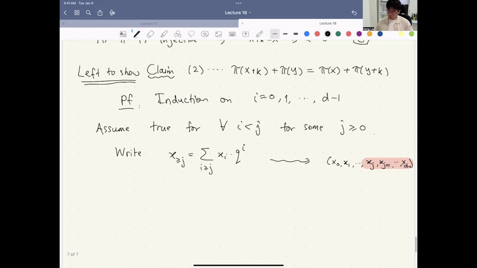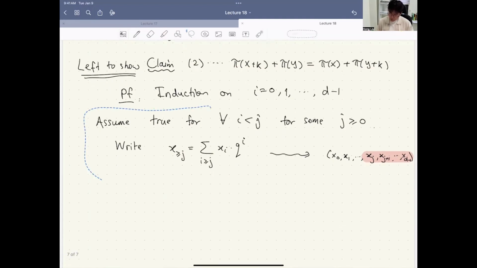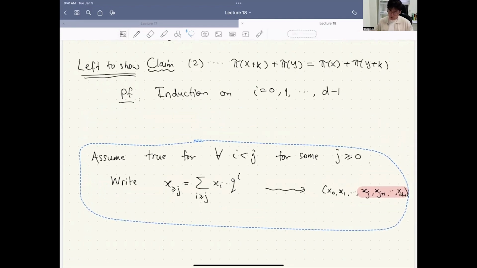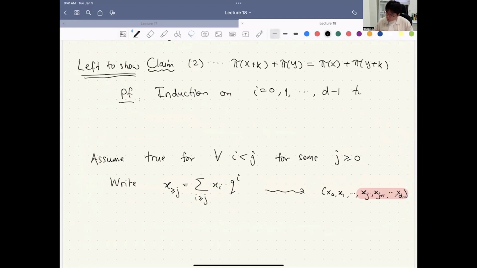I forgot to tell you what the induction is. Induction on this to show that x plus k, this is a vector. If you look at its ith coordinate plus y, this vector's ith coordinate equals the ith coordinate of x plus y plus k's ith coordinates.